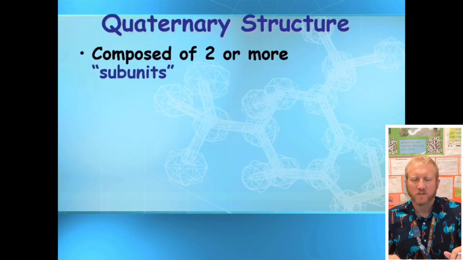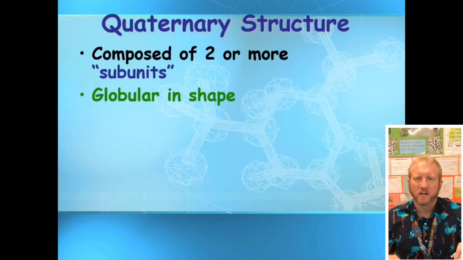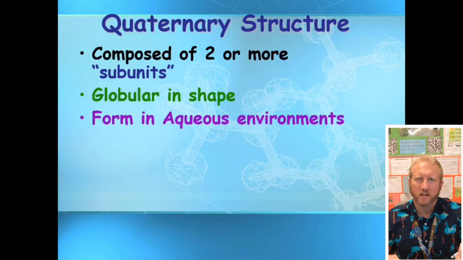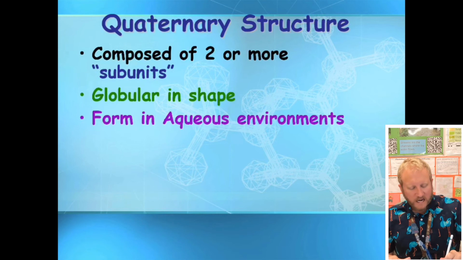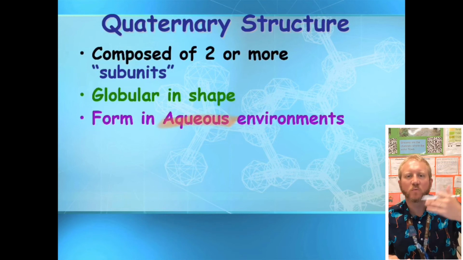Quaternary is multiple subunits being put together, two or more. They're typically globular in shape. So if you look at something that looks like two or more blobs put together, that's your quaternary. They're formed in an aqueous environment. Aqueous means it's dissolved in water, okay?